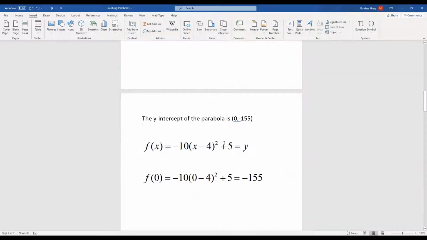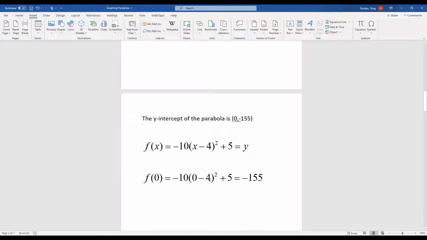Okay, well, how do you find the y-intercept? Well, you plug in 0 to find the y-intercept because the y-intercept is on the y-axis. Every point on the y-axis has an x-coordinate of 0. X equals 0 is actually the equation of the y-axis. Well, if x is 0, we just do the calculations here.